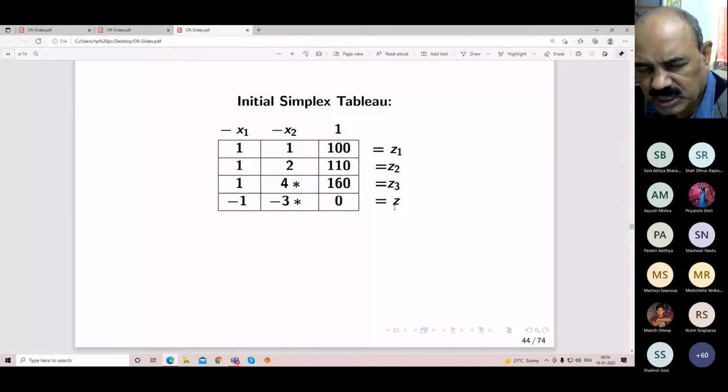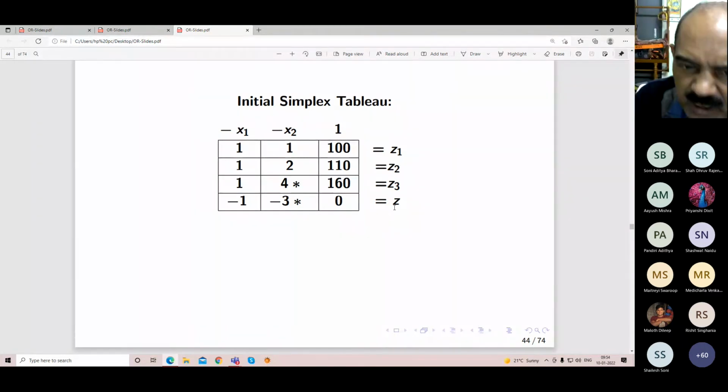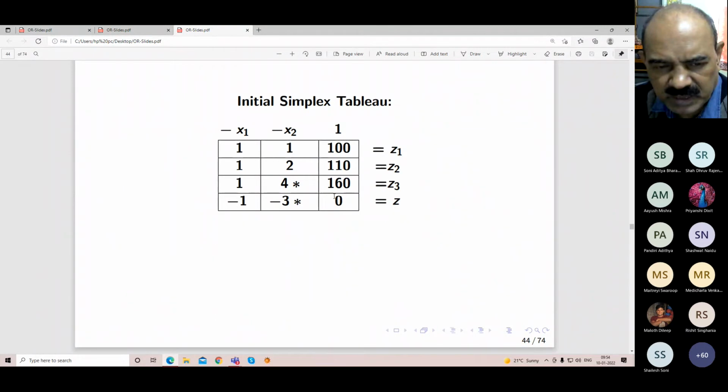And Z equal to 0 is saying something about the value of the objective function. Now, we will relabel. In which manner will we relabel? See here, earlier I had computed 100 by 1, 110 by 2, 160 by 4. Among these, 160 by 4 is giving the minimum ratio. So this 4 is our key element. I have put a star mark there.